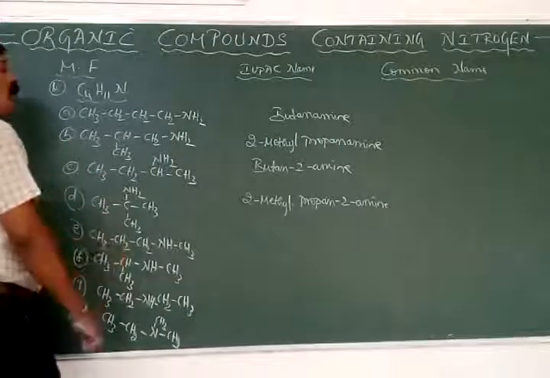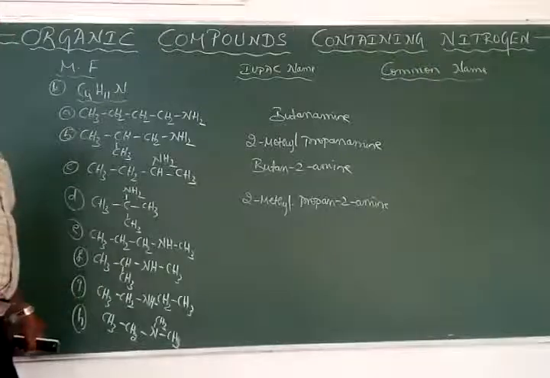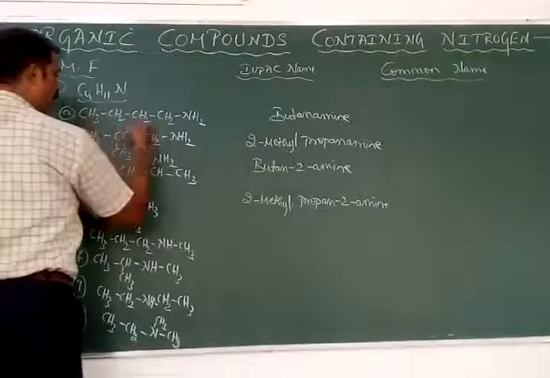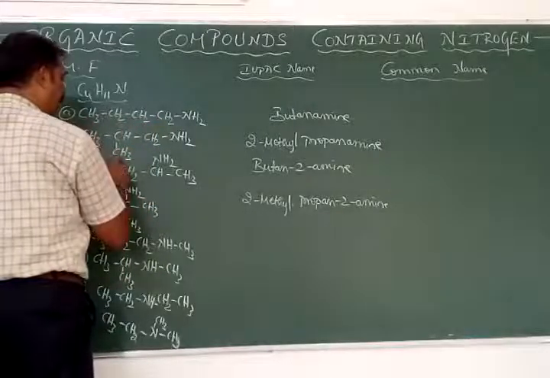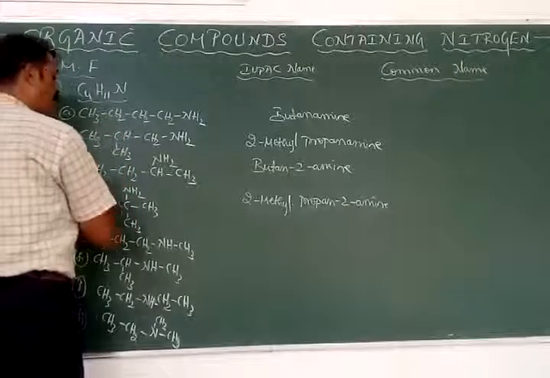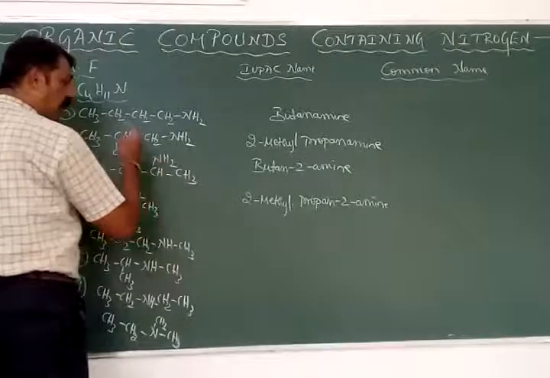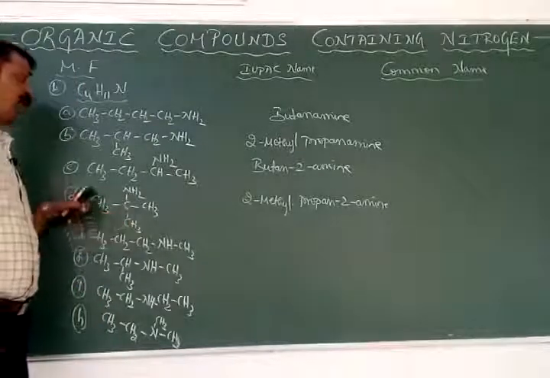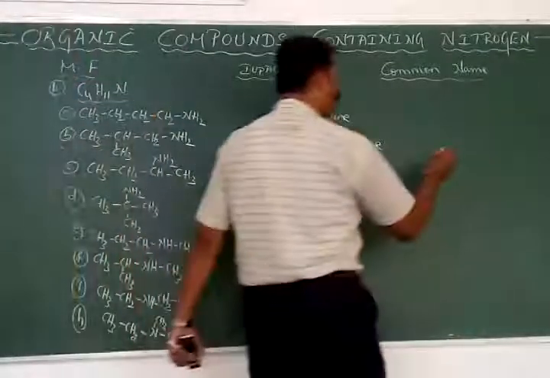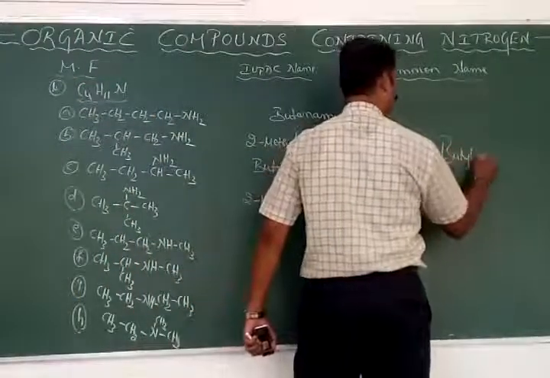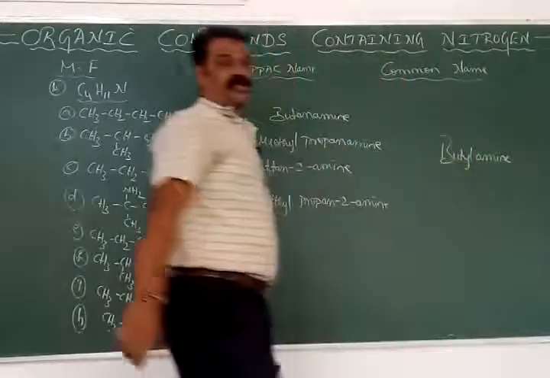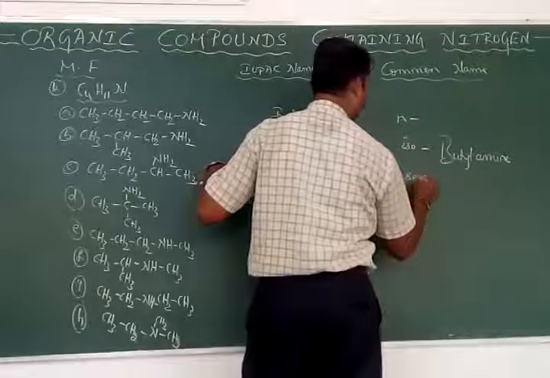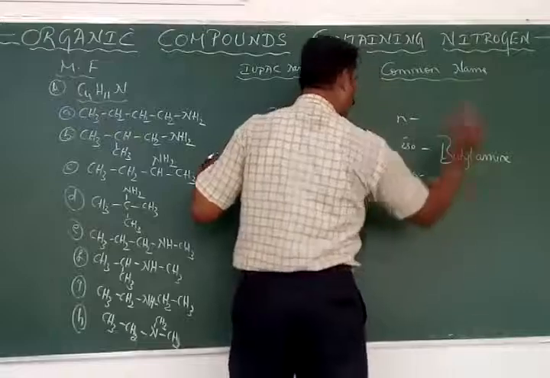And here you see that all are primary amines and all have the same C4H9NH2, which is called butylamine. This is straight, therefore it is called n-butylamine. This is branching at the second carbon atom, which is called isobutylamine. Here the functional group carbon is attached to 2 other carbon atoms, which is called secondary butylamine. And here the carbon atom is attached to 3 others, therefore it is called tertiary butylamine. All are butylamines first.